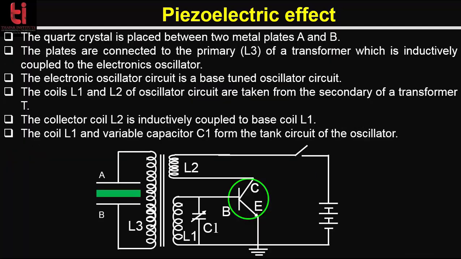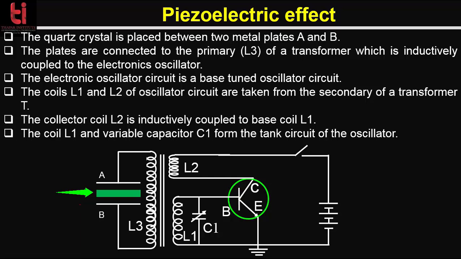So now, how are we going to produce the ultrasonic waves? Here we are going to place the quartz crystal in between two metal plates, A and B. The plates are connected to the primary of a transformer which is inductively coupled to the electronic oscillator. The electronic oscillator circuit is a base tuned oscillator circuit. The coils L1 and L2 of the oscillator circuit are taken from the secondary of a transformer. The collector coil L2 is inductively coupled to the base coil L1.